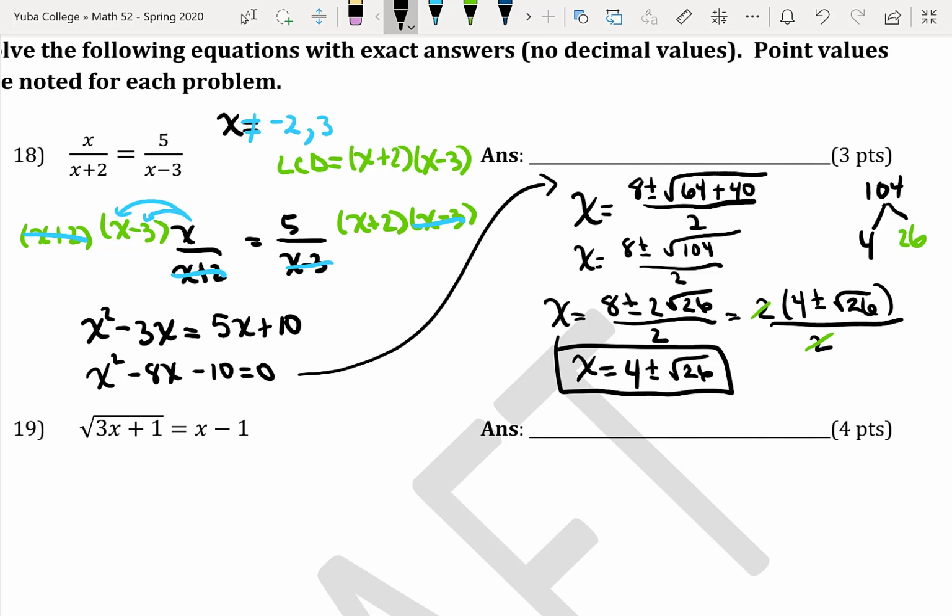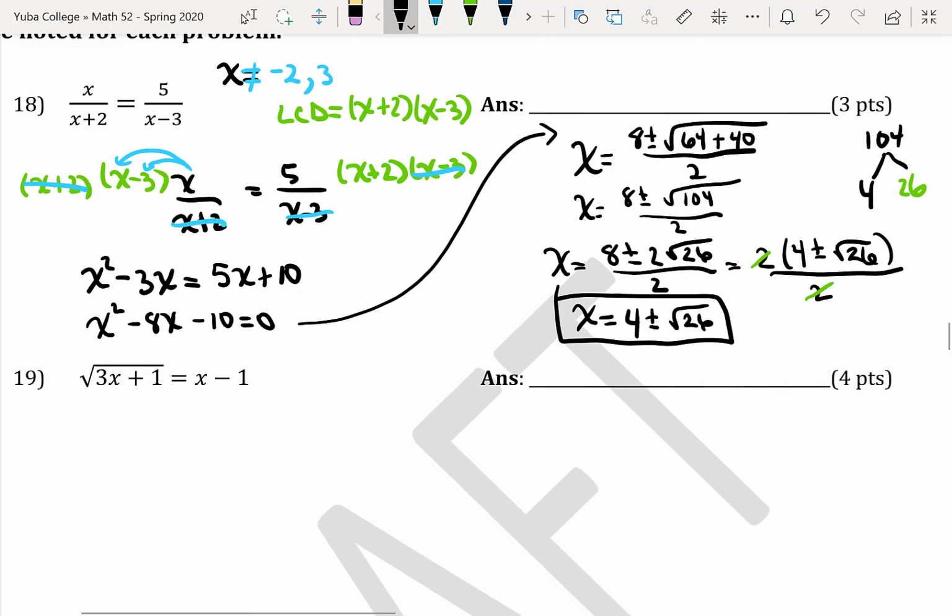So squaring the square root of 3x plus 1 cancels the radical, and you're left with the radicand, 3x plus 1, is equal to... be careful here. We need to distribute out x minus 1 times x minus 1. I can't just square each term in there because there's more than one term. You have to distribute that out. And so on the left-hand side, I get 3x plus 1 is equal to, distributing and combining like terms, x squared minus 2x plus 1.